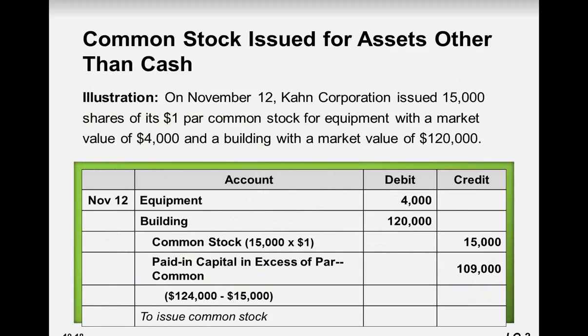Occasionally, a business will issue common stock or stock for other assets rather than cash. This is an example of a company, Icon Corporation, that issued 15,000 shares of its $1 par common stock for equipment with a market value of $4,000 and a building with a market value of $120,000. Equipment increases on the debit side, so we would record our equipment with their market value at $4,000. Our building had the market value of $120,000. Building is an asset, increases on the debit side.